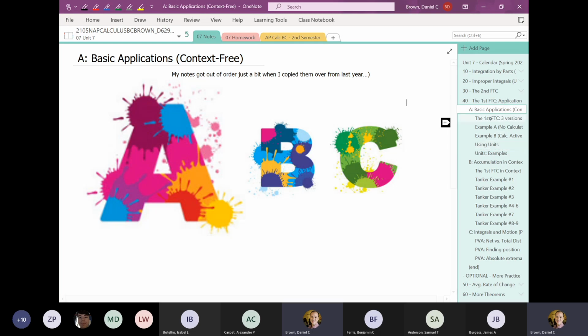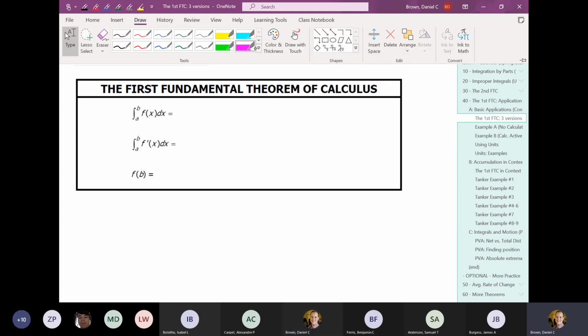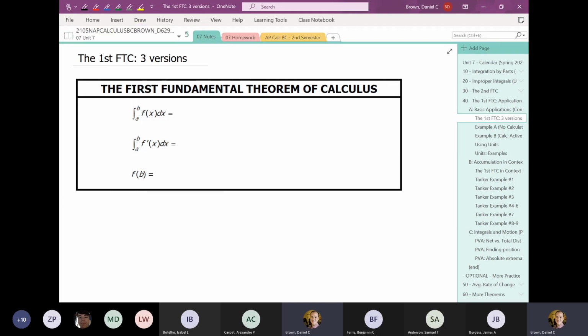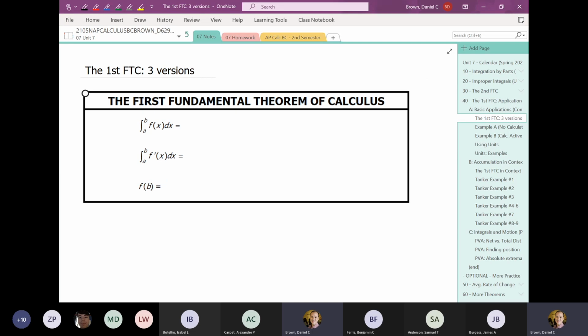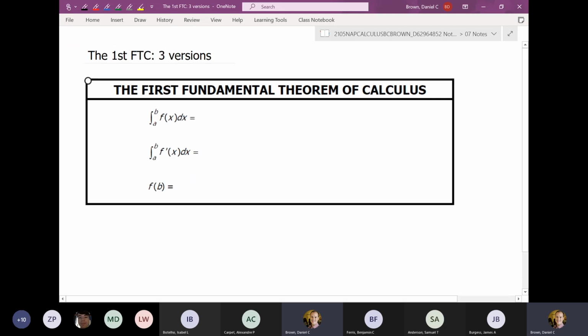So what is the first FTC? We did this first semester. In fact, I just covered it in my AB class. But we know that the first fundamental theorem of calculus tells us how we evaluate a definite integral. When evaluating a definite integral, the first thing we want to do is find the antiderivative. Then when we evaluate it, we plug in the top number minus plugging in the bottom number.